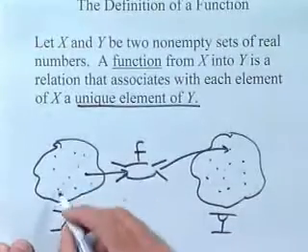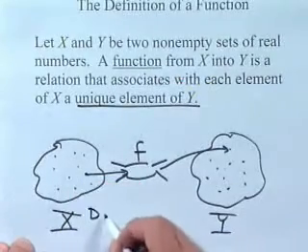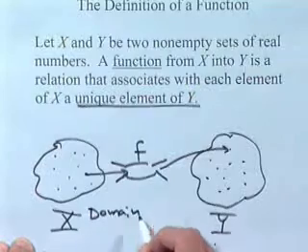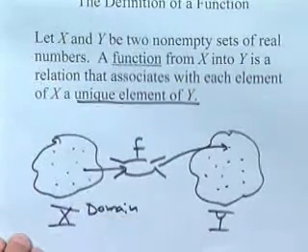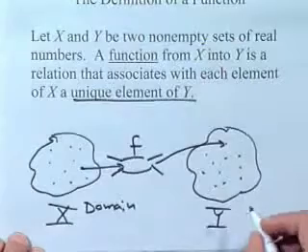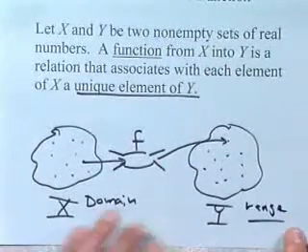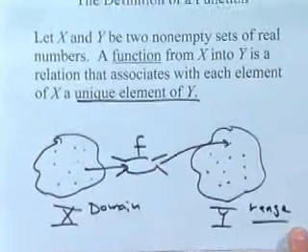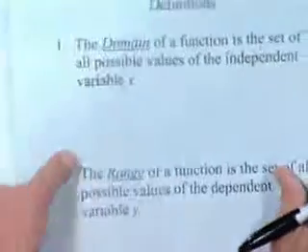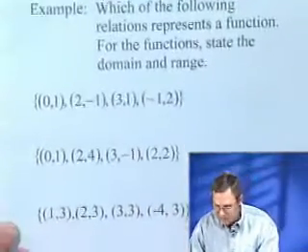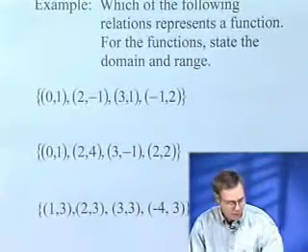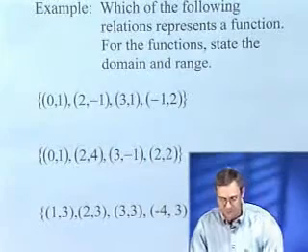So what do we have here? All these numbers over here represent numbers in the domain. All of our x values are the domain. And all possible y values will be called the range. Okay? Let's take a look at a typical relation. Here's an example of three possible functions. We'll figure out which one of these is actually a function.